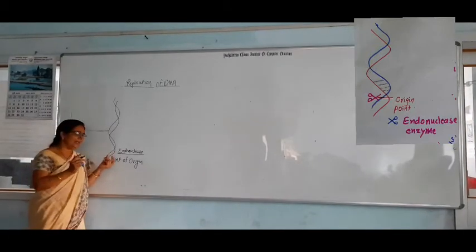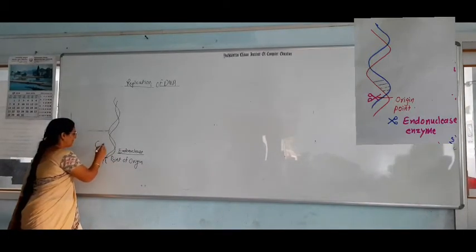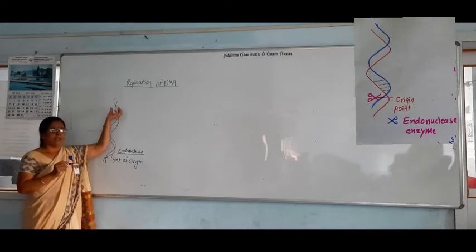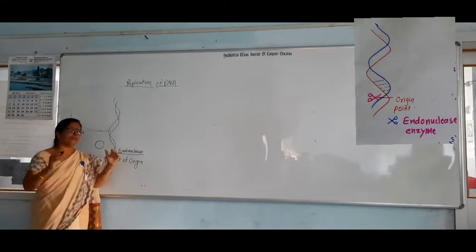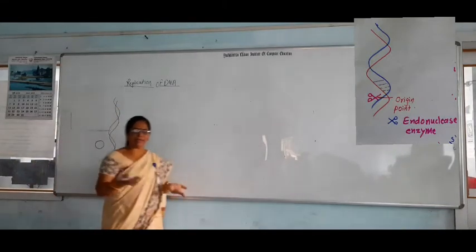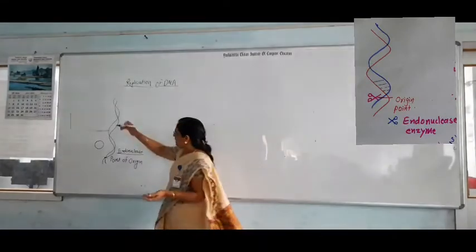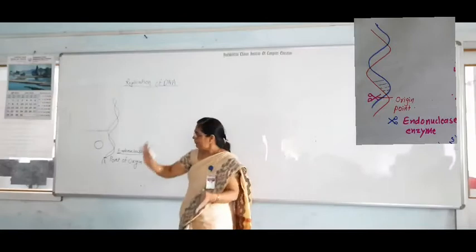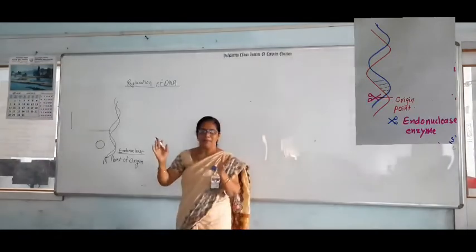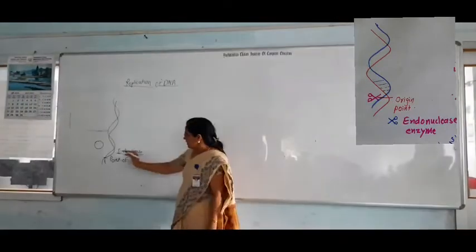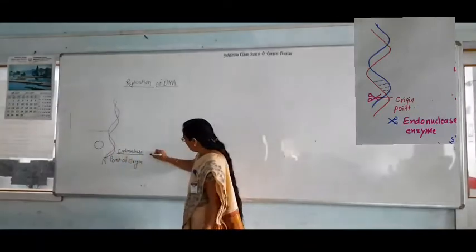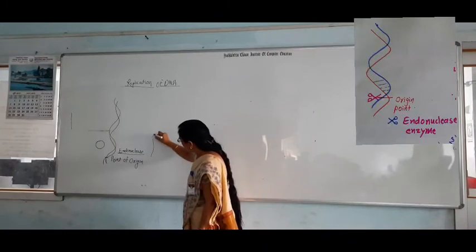In case of bacteria, the replication point is one. But in case of eukaryotic DNA, the replication points are one or more than one. So here it is cut at this level, and it may be cut at this level. So the points of origin are different and there may be more than one. Whenever it is cut with that endonuclease enzyme, then this is the DNA.